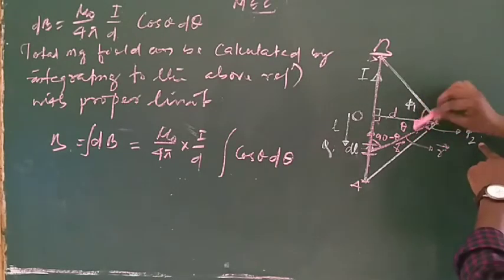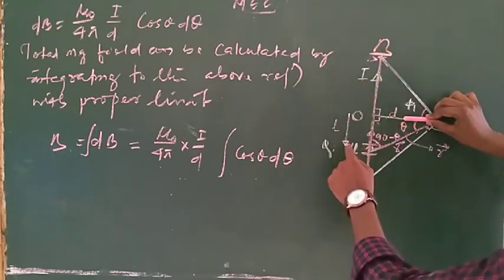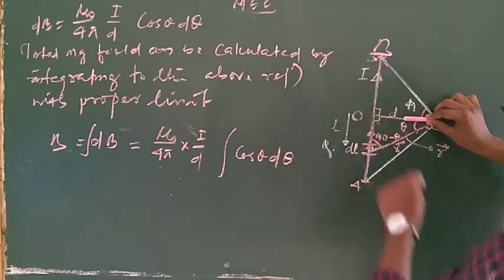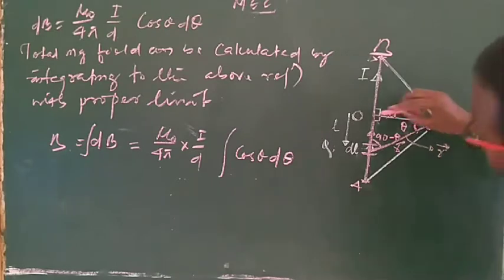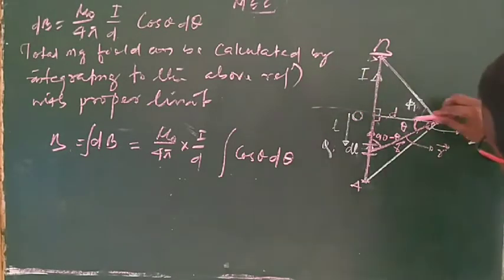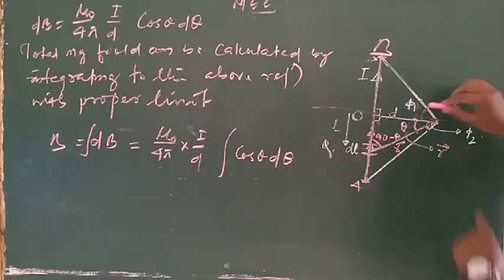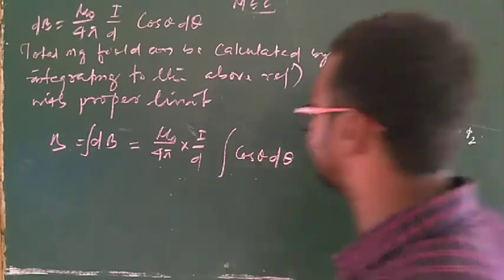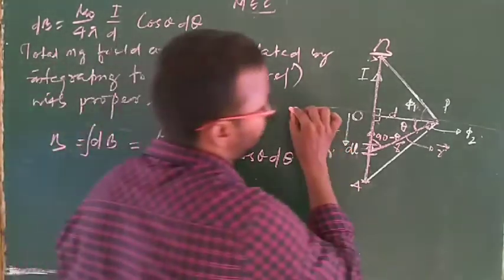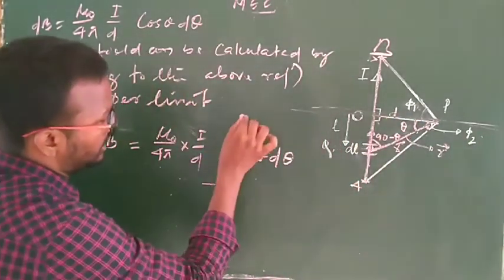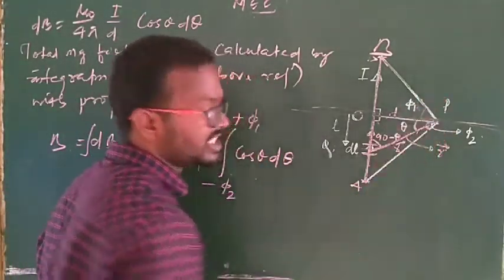Clear? If we take the point Q to point B, if we coincide point B with point Q, then this angle will be phi 2. If this is the reference line, then this angle we can write as minus phi 2, and the angle above can be written as plus phi 1. So for cos theta d theta, we have to integrate from minus phi 2 to plus phi 1.